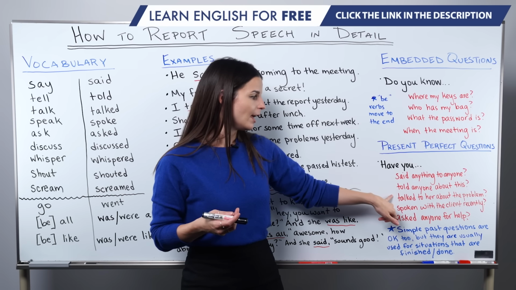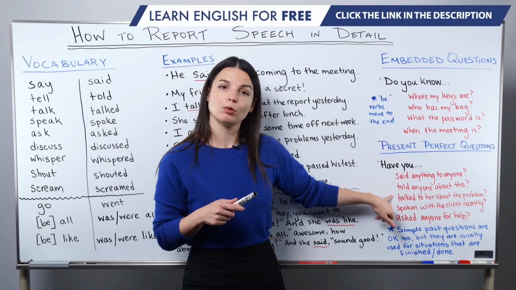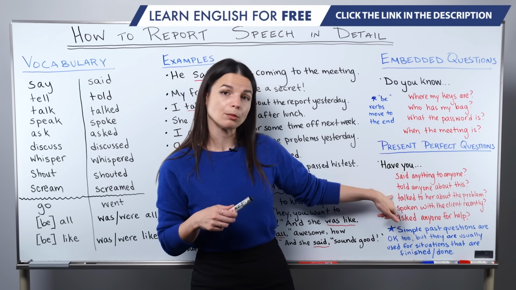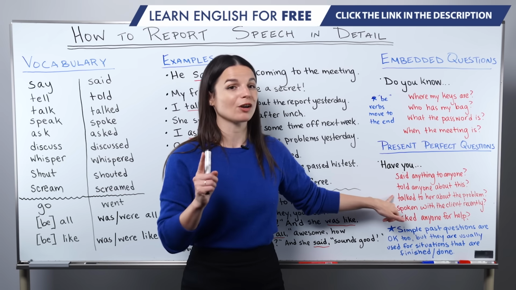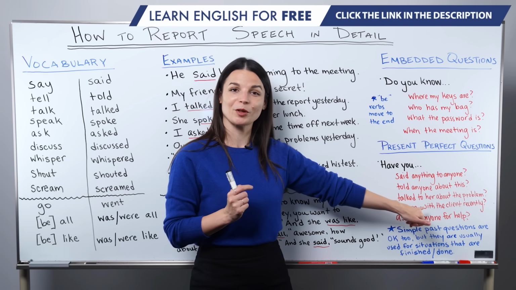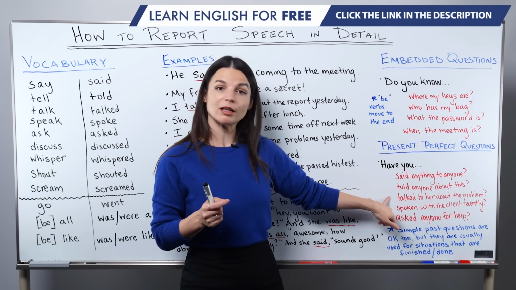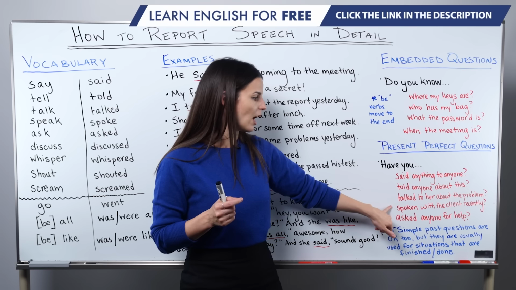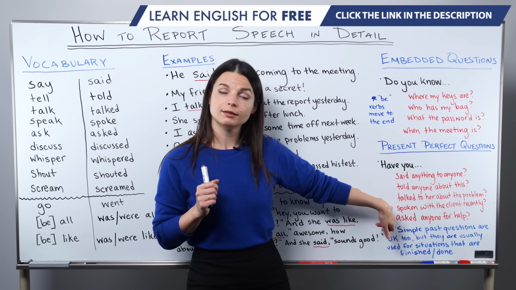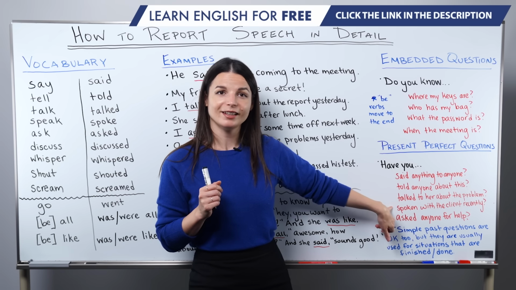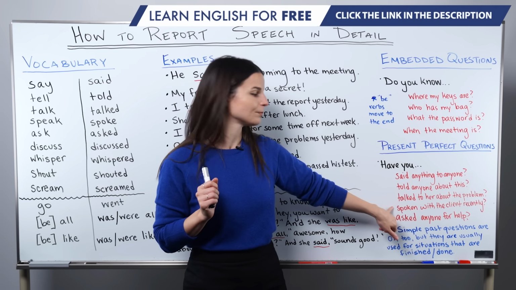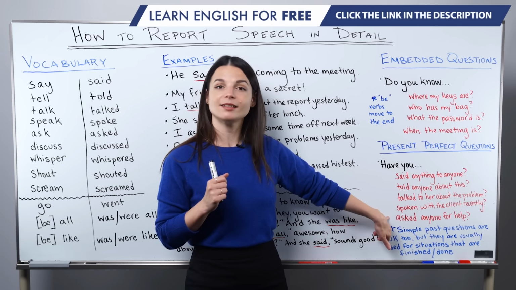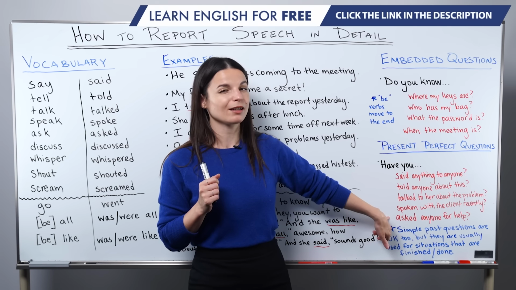Or the next one, have you talked to her about the problem? So this might be some advice to someone. Have you talked to her or have you talked with her? The same preposition rule applies here. Or have you spoken with the client recently? This is a good one to ask about the status of a client relationship. One more. Have you asked anyone for help?